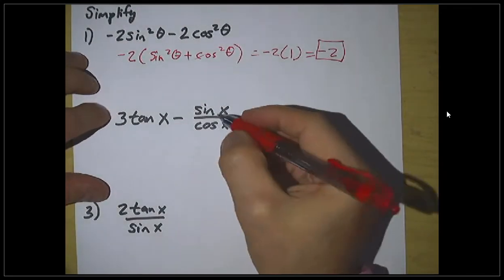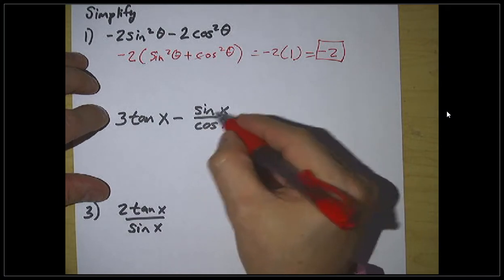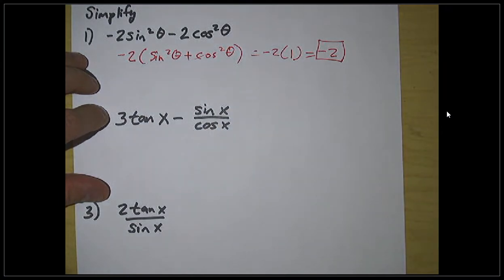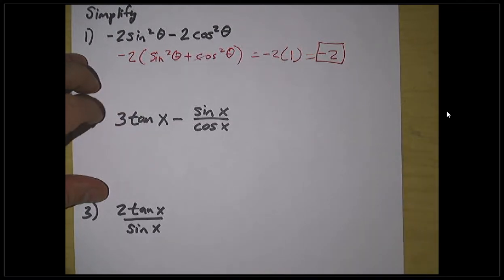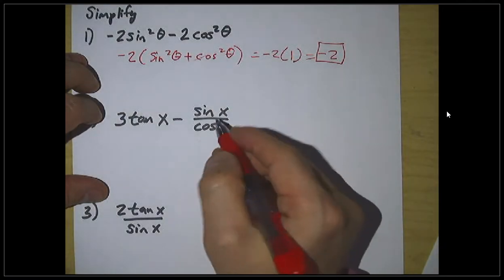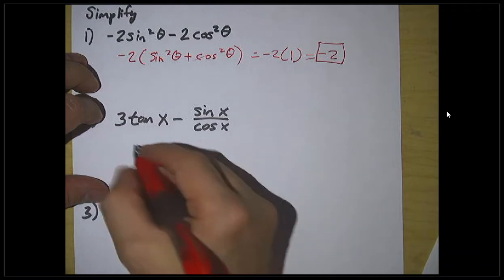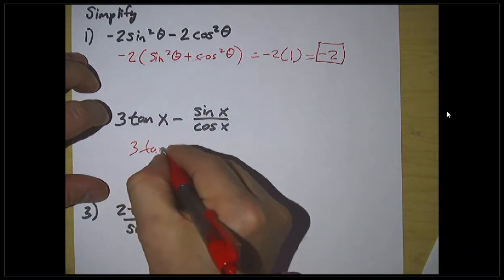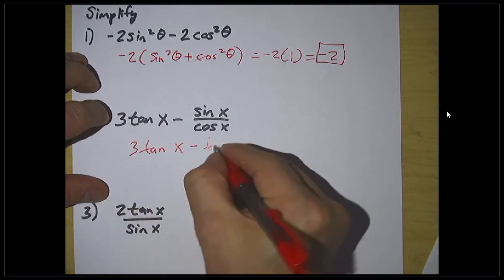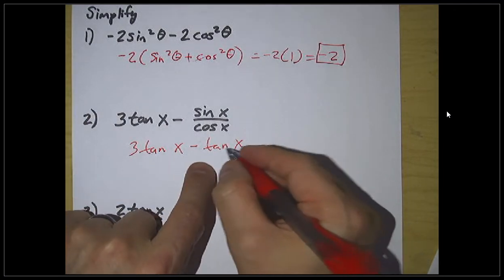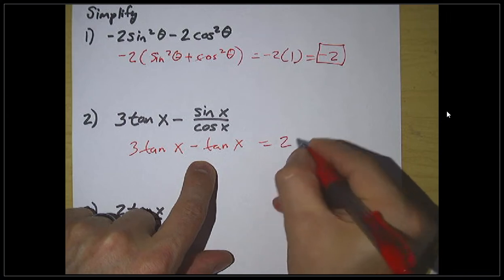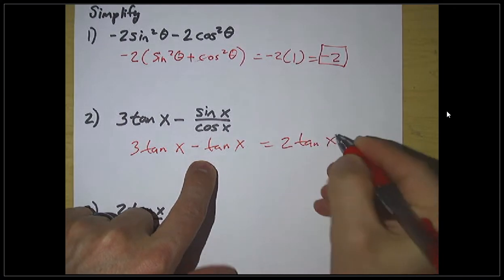For the next problem, I'm going to identify that sine of x over cosine of x is tangent of x. So I'm going to rewrite sine of x over cosine of x as tangent of x. So I have 3 times tangent of x minus tangent of x. So 3 of these tangents of x minus 1 of these tangents of x will give me 2 of these tangents of x.